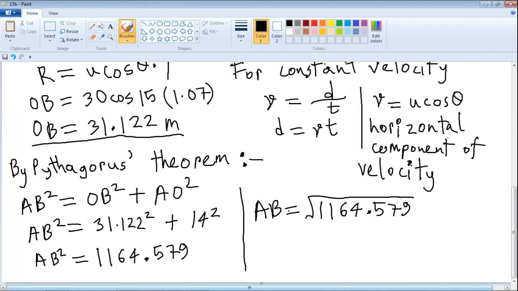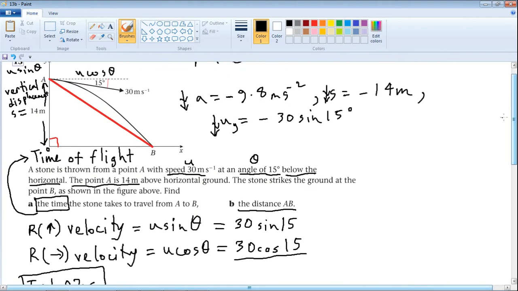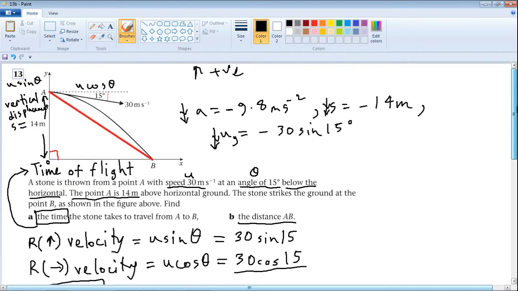which eventually gives us, if we take the root of this, something like 34.1 meter. So here you go. This is how we find the distance, the shortest distance AB.